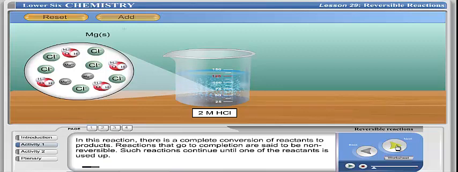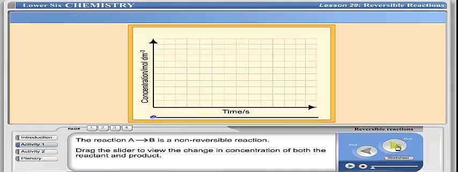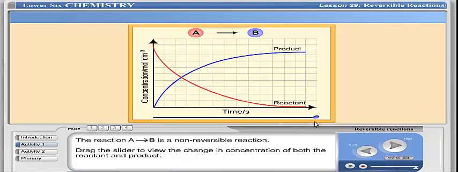In this reaction, there is a complete conversion of reactants to products. Reactions that go to completion are said to be non-reversible. Such reactions continue until one of the reactants is used up. The reaction A gives B is a non-reversible reaction. Drag the slider to view the change in concentration of both the reactant and product.